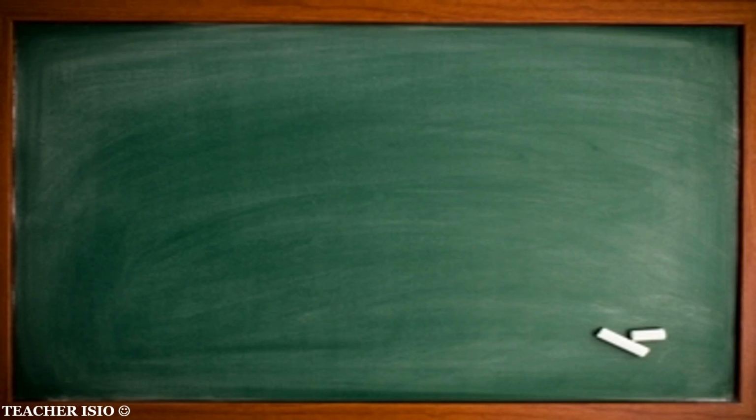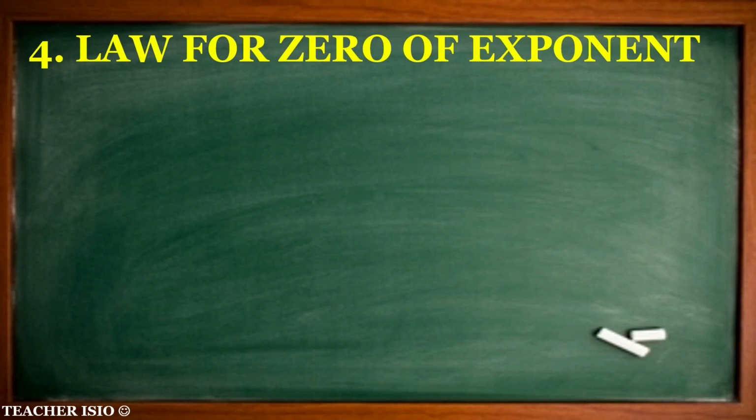Let's have now the fourth law, which is law for zero of exponent. So when it comes to zero of exponent, in short, kapag ang exponent ay zero, always remember the answer is 1. So kahit gaano kalaki or kahit anong letter pa to, as long as the exponent is 0, ang sagot ay laging 1. So for example, we have a raised to 0 nakalagay na dyan, no? So a raised to 0, we have 1.